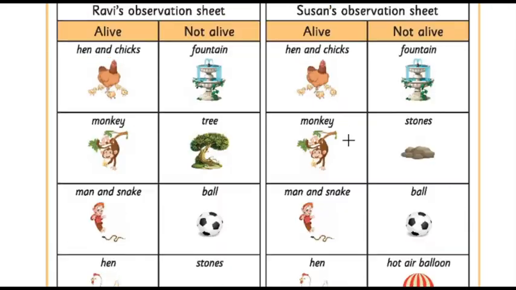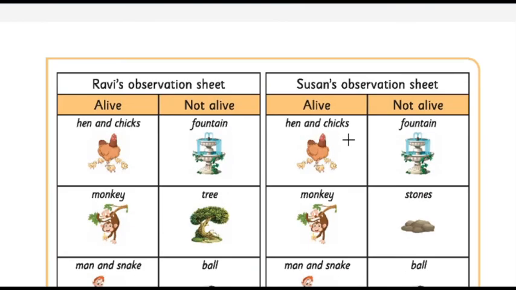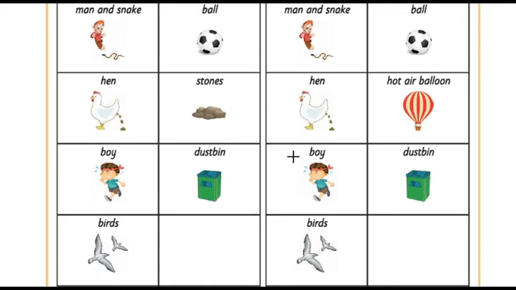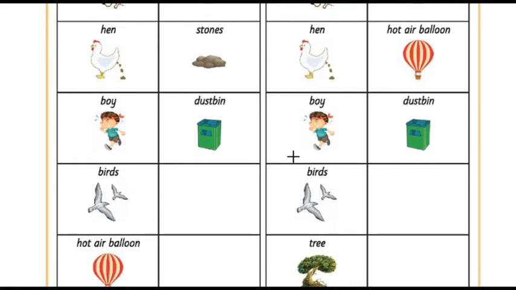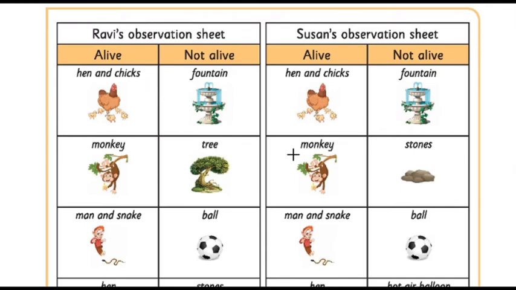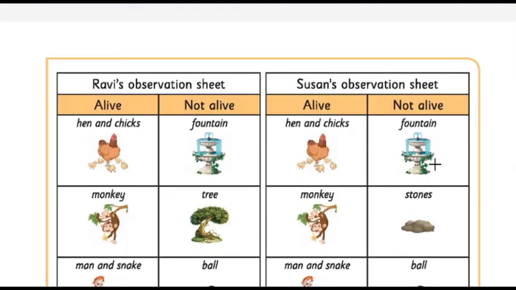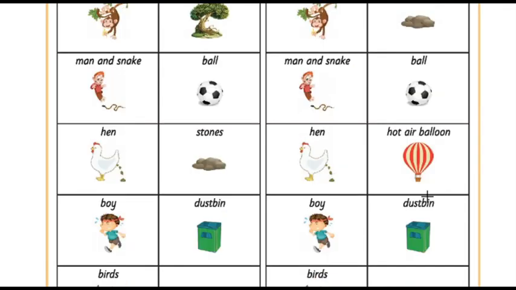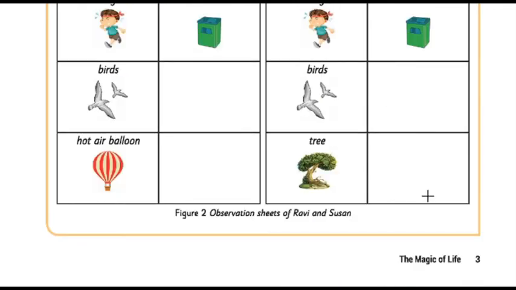So, let us assess Susan's observation. Hen and chick, living thing. Monkey, living thing. Man and snake, living thing. Hen, living thing. Boy, bird, and tree. Everything is right in living things, I mean alive. So fountain is non-living. Stones, ball, hot air balloon, dustbin. So Susan has done everything correct. Okay. So you have had a clear idea about what are living things and what are non-living things.